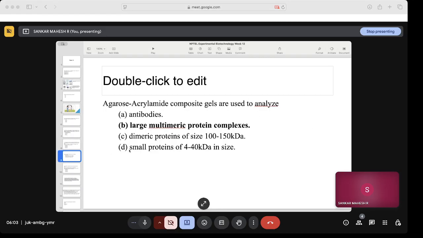Okay. The next question is: agarose acrylamide composite gels are used to analyze which of these: antibodies, large multimeric protein complexes, dimeric proteins of size 150 kilodaltons, or small proteins of 40 to 44 kilodaltons in size. Before we go to the right answer, tell me what are the different kinds of gels that you're aware of, and typically what biomolecule you run on those gels. You can take a couple of minutes to think about this and then we'll discuss.